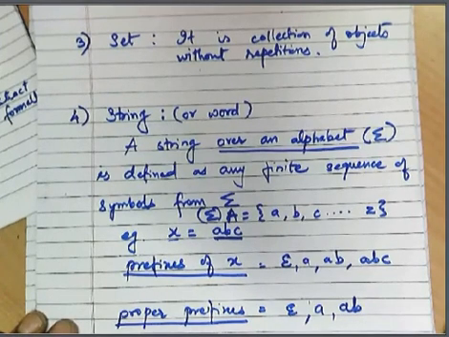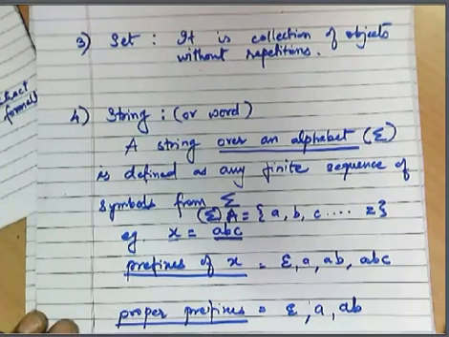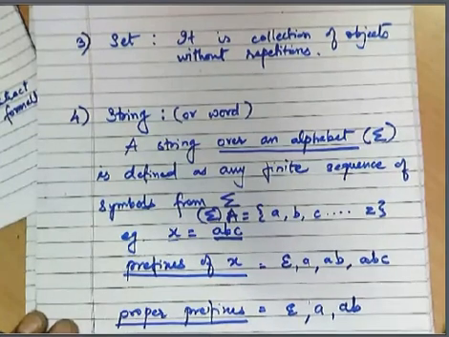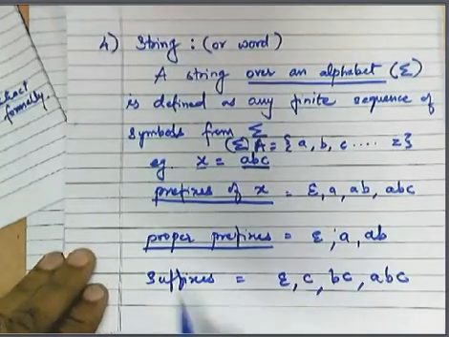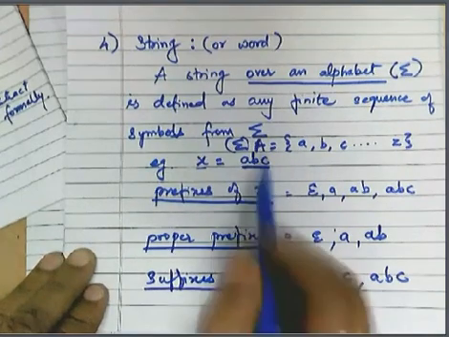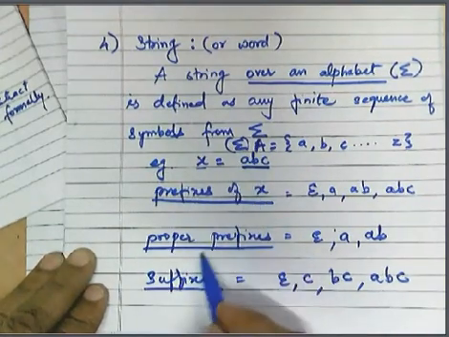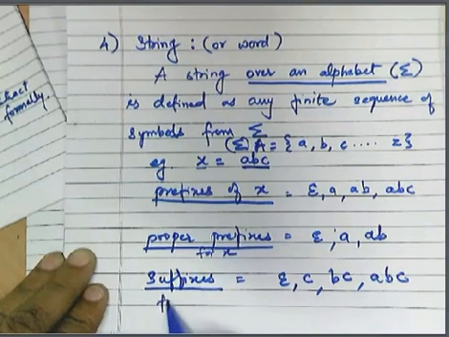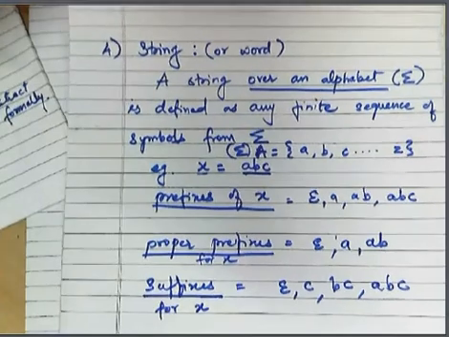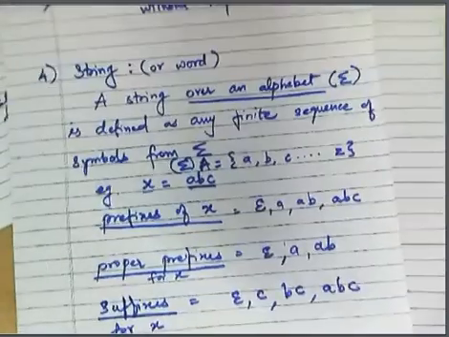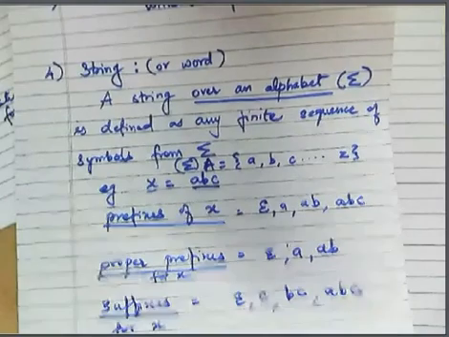If we want to define the suffixes, what will they be? Empty, C, BC and ABC. These are the suffixes for the given string X. Okay, I think you have understood the meaning of all this. Now only the last definition and then I'll stop.